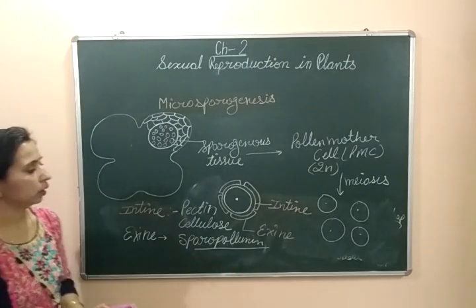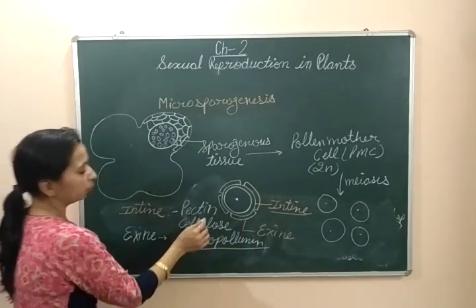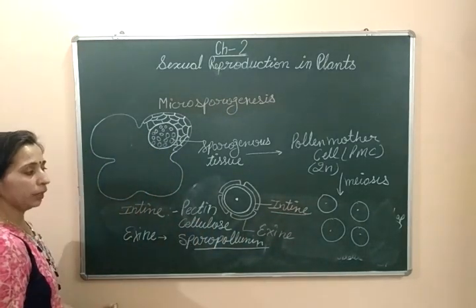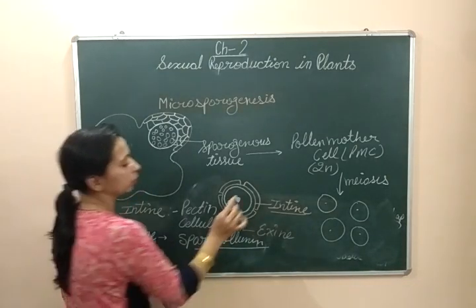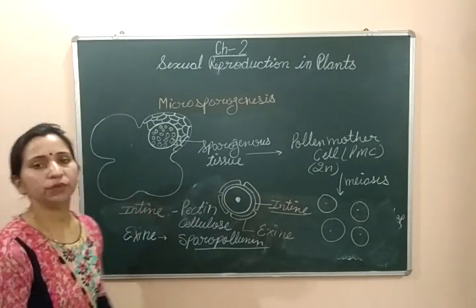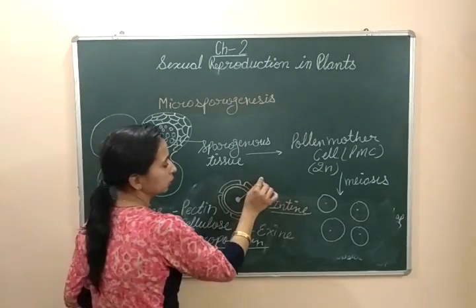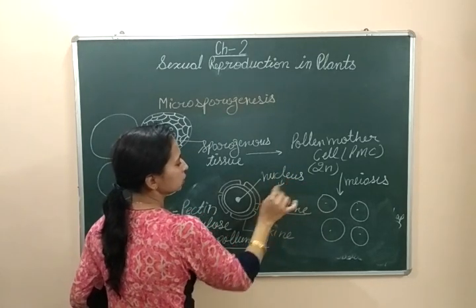Then the intine is formed. Enzyme is formed from pectin and cellulose. Inside this, the nucleus is present, a single nucleus. After that, this nucleus divides by mitosis.